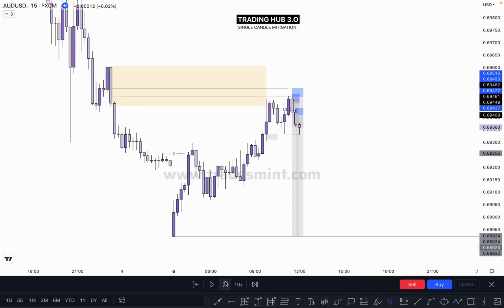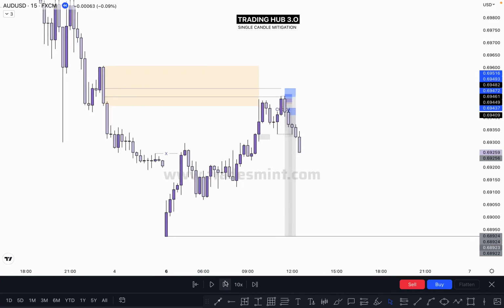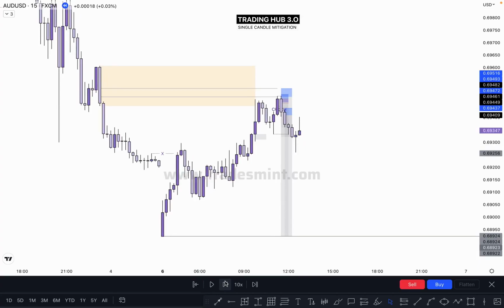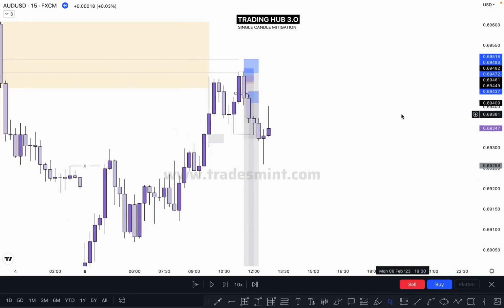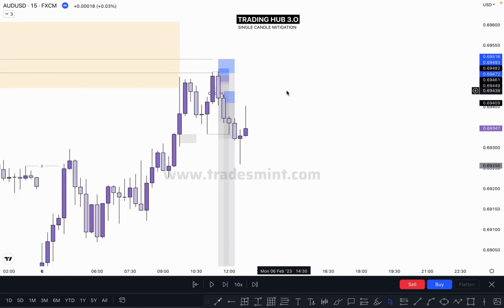Okay, so let's see what happened next here. You have to wait for it to create a single candle order block mitigation, a single candle liquidity sweep here, right? So what is happening here? Look at this one, it broke this low, and then where is our structure where we can mark our POI? Look at this price action here.